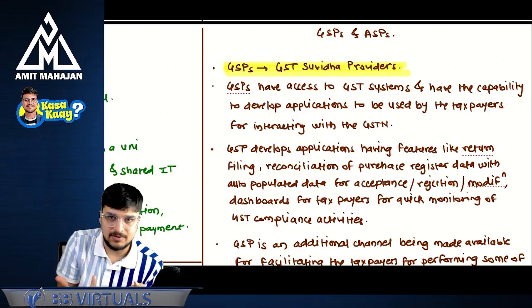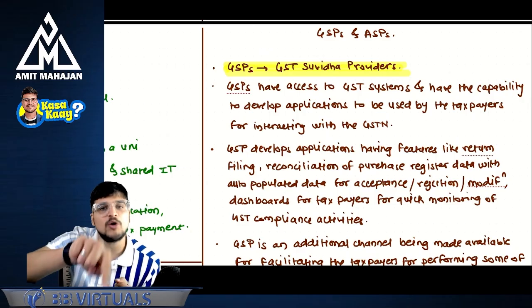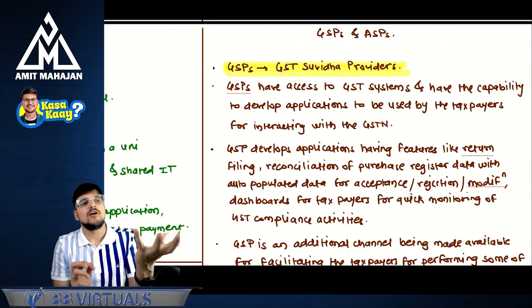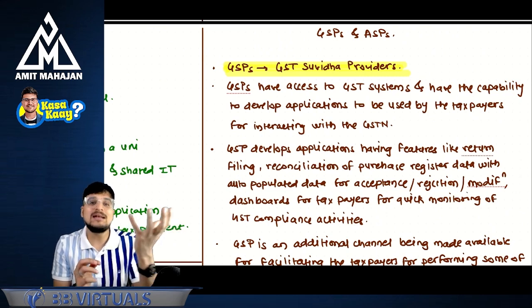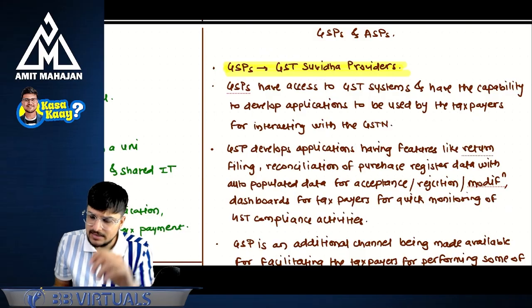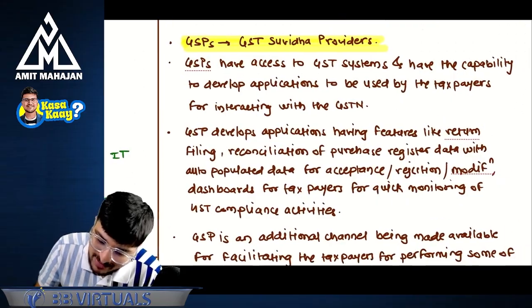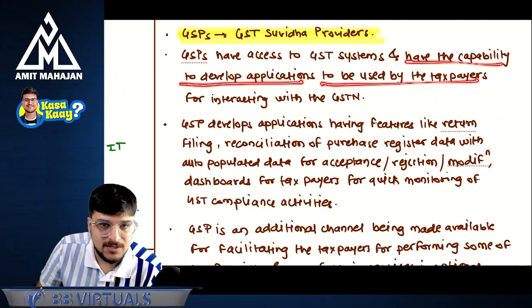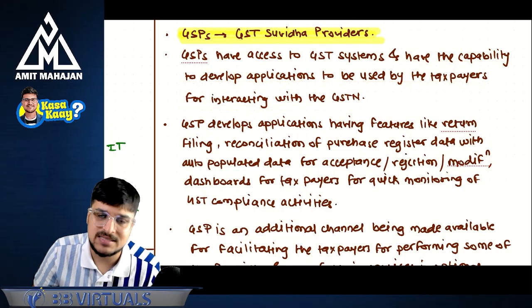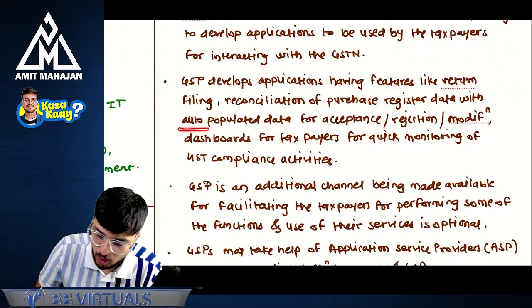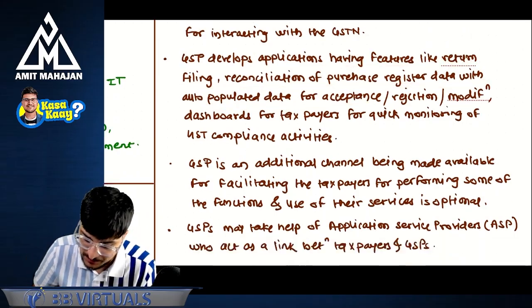GSP is ClearTax, for example. If you want to make a payment, you can go on the portal or to GSPs. So GSPs are additional people who can give you an interface to file the returns and do the GST compliances in simple words. GSPs have access to GST systems and have the capability to develop applications to be used by the taxpayers for interacting with GSTN. GSPs develop applications having features like return filing and reconciliation of purchase register data with auto-populated data for acceptance. You can read this once.